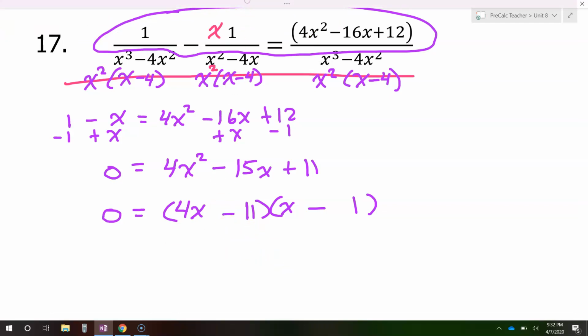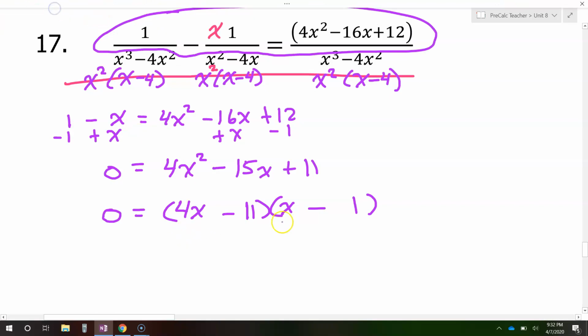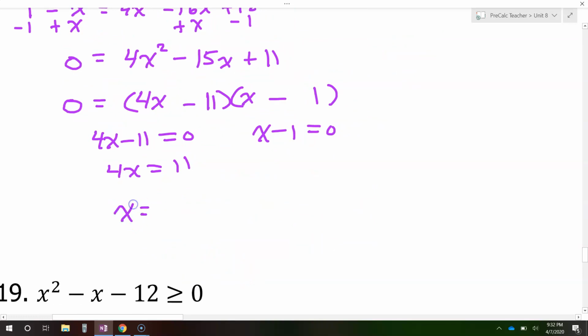Now we can use the zero product property to set each of these factors equal to 0. So if I set 4x minus 11 equal to 0, and if I set x minus 1 equal to 0, this is going to give me 4x equals 11, which will give me x is equal to 11 over 4. And of course, this is going to give me x is equal to 1.